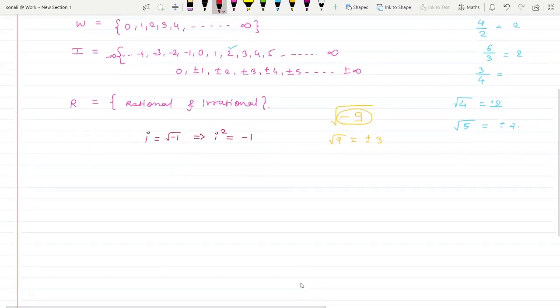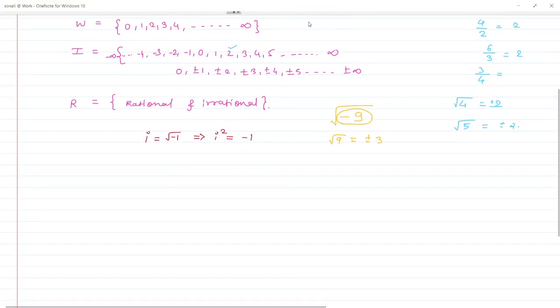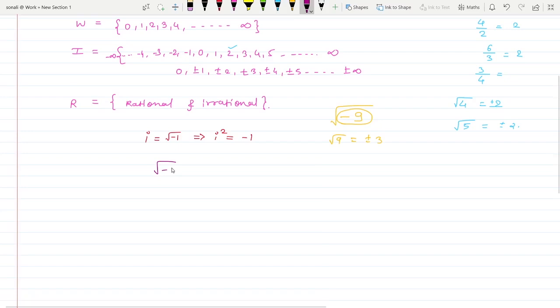Okay. So if you observe here, if I use this, then what happens? Root minus 9. If minus 1 is i square, I can write 9i square. So this I can write as 3i whole square. And if I find the square root, it is plus minus 3i. So easily I can find the square root. So this is your complex number.